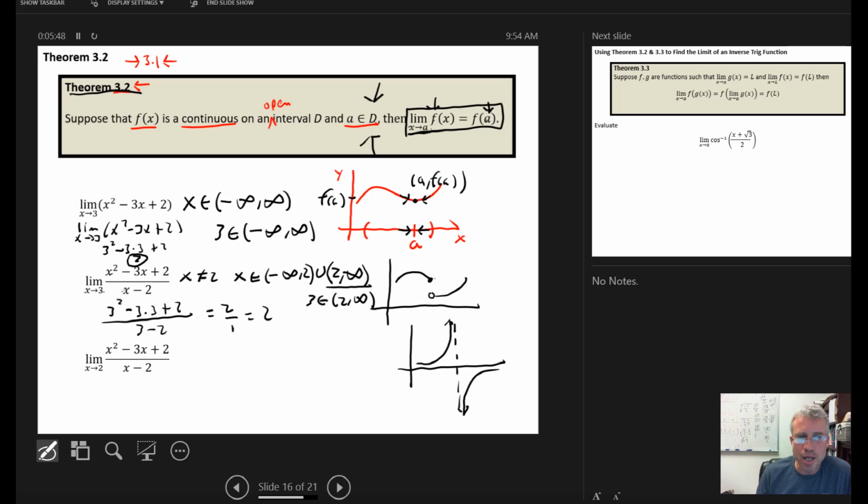The same function, however, x squared minus 3x plus 2 divided by x minus 2, if we want to take the limit as x goes to 2, because 2 isn't in the domain of the function, right? The x cannot be 2 because it causes a division by 0. 2 isn't in either of these open intervals, so we can't use Theorem 3.2 to find this limit. We have to use Theorem 3.1.